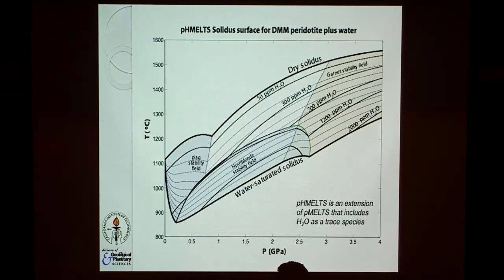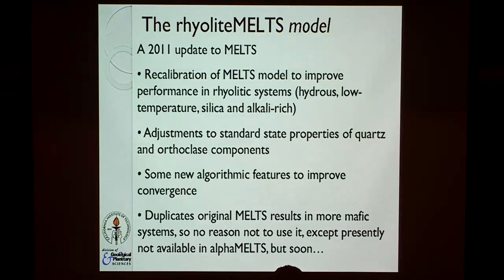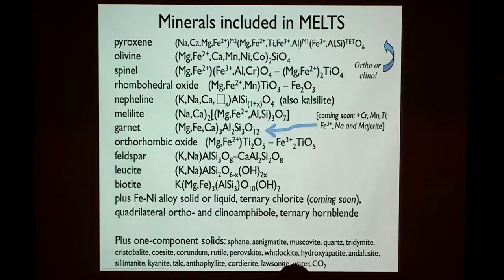Okay. So rhyolite-MELTS is very new. It's a small adjustment that allows it to get the right answer for granites. Okay, here's a beautiful slide for you to refer to later. These are all of the solid solutions that are in MELTS, okay, and all of their components. The granddaddy is the 7-component pyroxene model. Okay? Plus there's a whole bunch of pure phases.